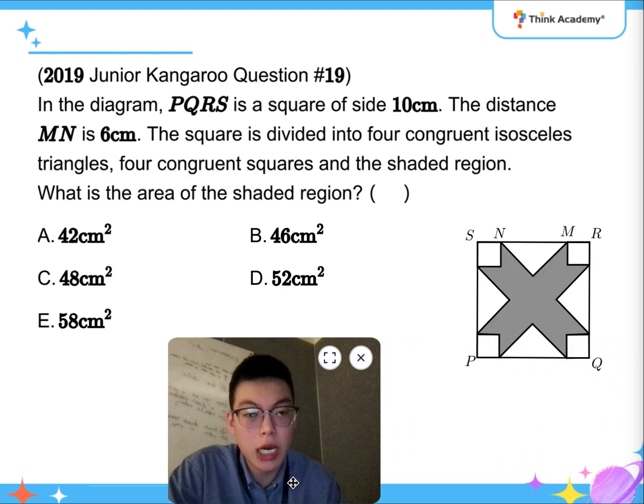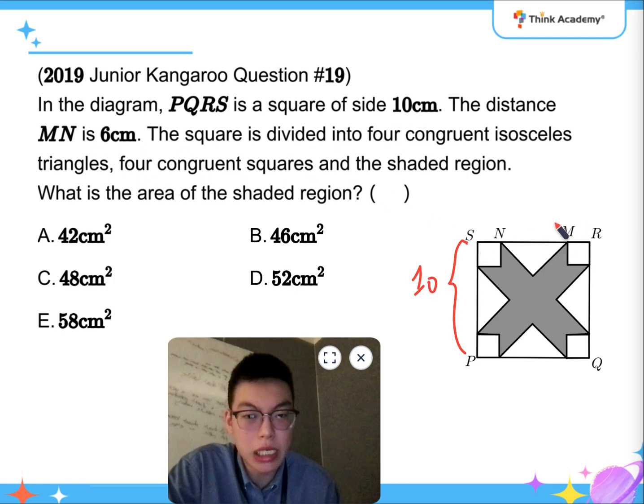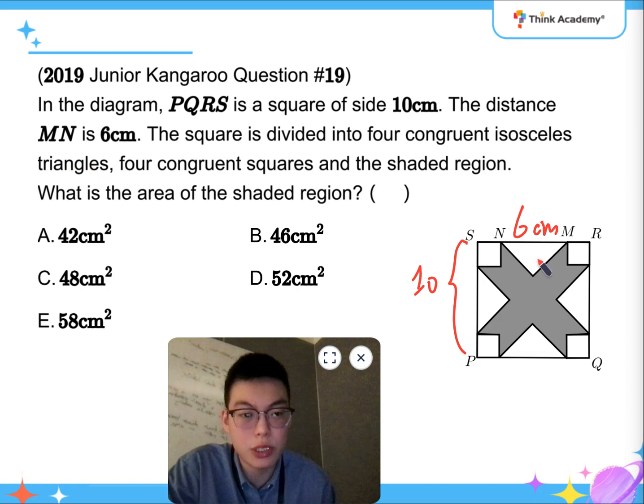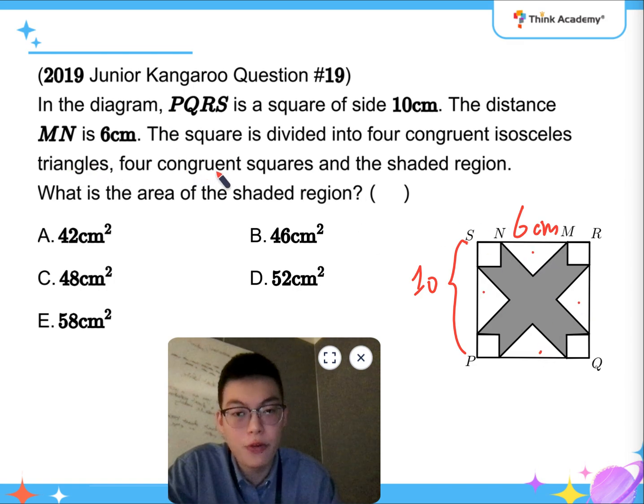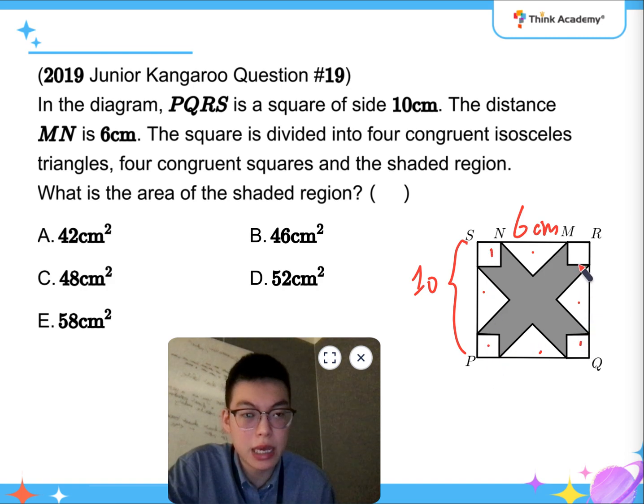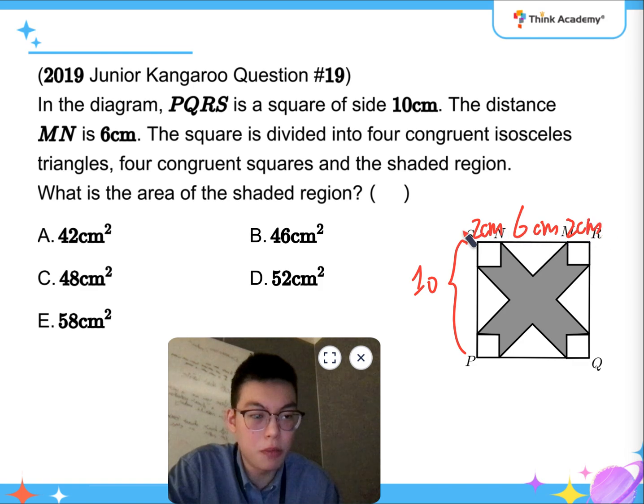As for question 19, it says that PQRS is a square of side 10 centimeters. The distance MN is 6 centimeters. And it's divided into 4 congruent isosceles triangles, which means the 4 triangles are the same, 4 congruent squares, which means that these squares are the same, and the shaded region. And we want to find the area of the shaded region. So first of all, if these squares are all the same, they should all have a side length of 2 centimeters, 2 centimeters on both sides of the 6, such that it adds up to 10, right?